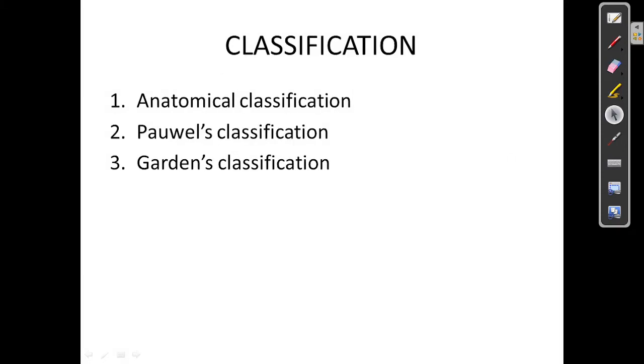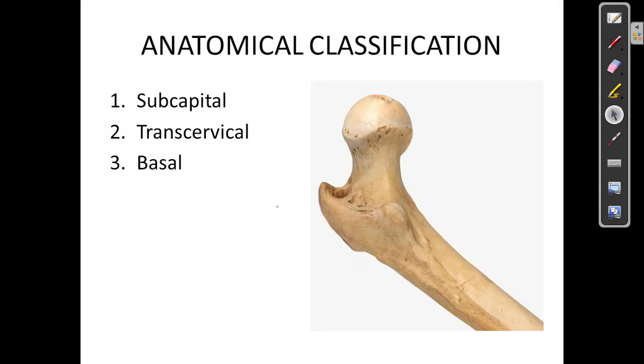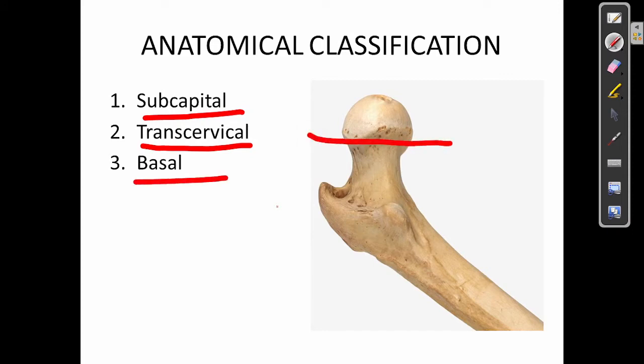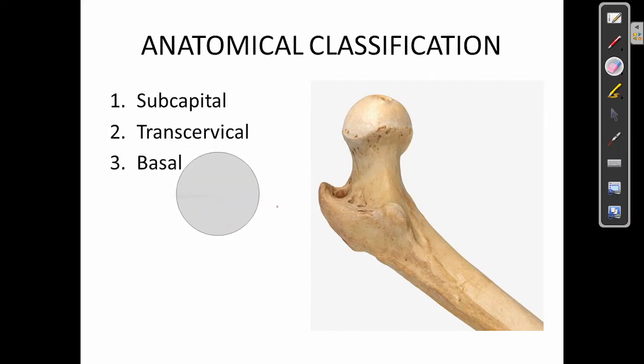Classification: three classifications, anatomical classification, Pauwel's classification, and Garden's classification. Anatomical classification: there is subcapital, transcervical, and basal. Here, this is subcapital, this is transcervical, and this is basal. We must remember that the more proximal the fracture, the worse is the prognosis.